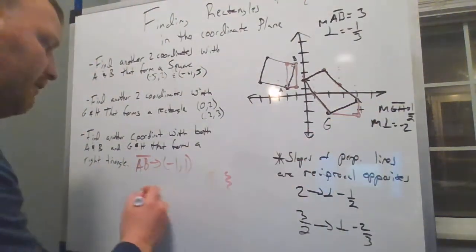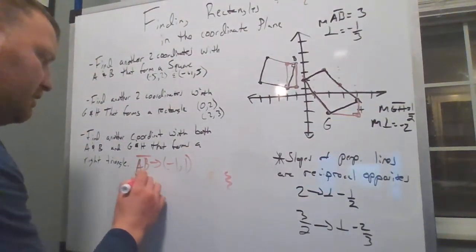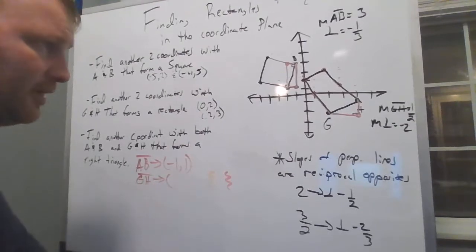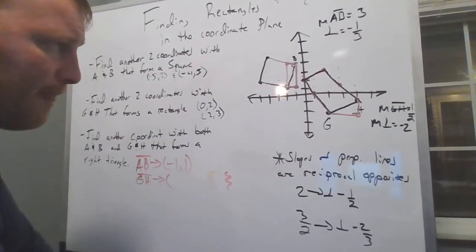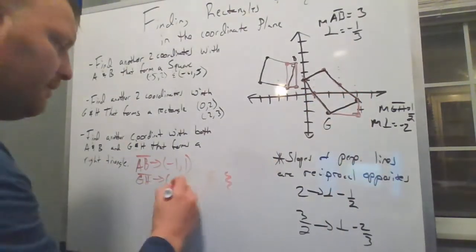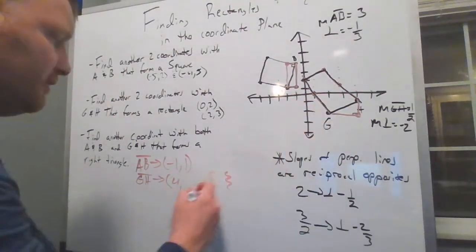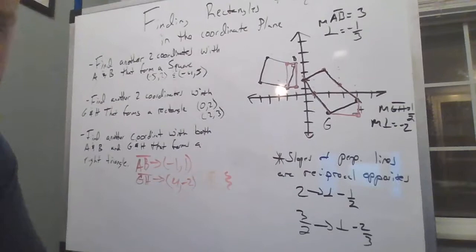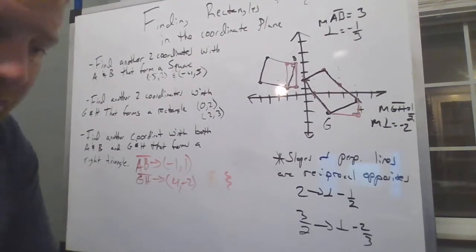Boom. My vertex for GH is going to be positive 1, 2, 3, 4, positive 4, -2. Done. It's as simple as that. I'll be back in 1 second with one more example.